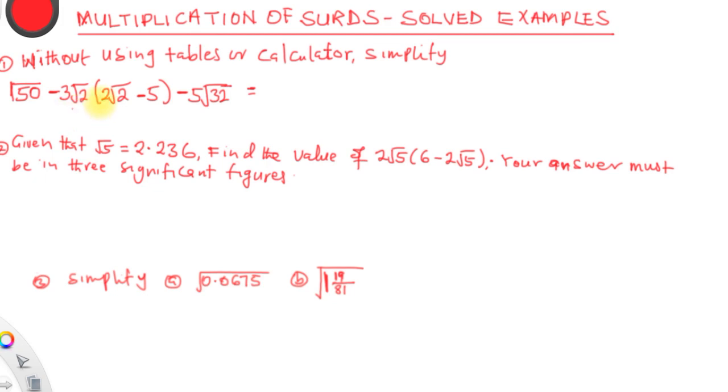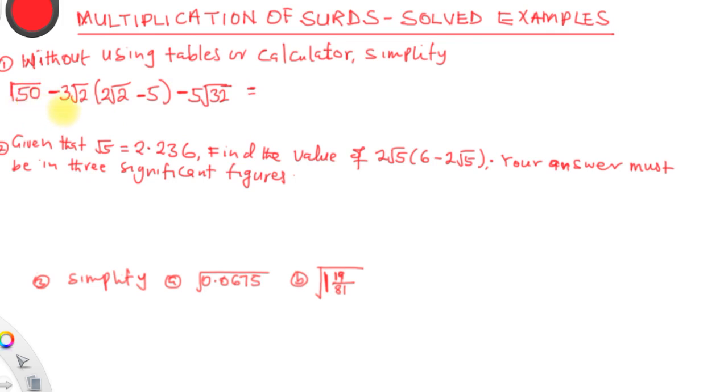So as we are considering this first example, you see that square root of 50 is not simplified. The square root of 32 is also not simplified, but this third term is already simplified. So this is equal to what then? Then you have to simplify square root of 50.